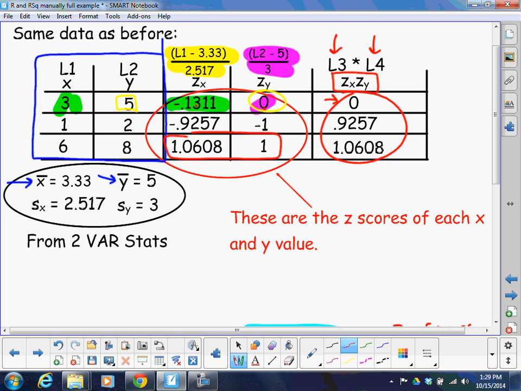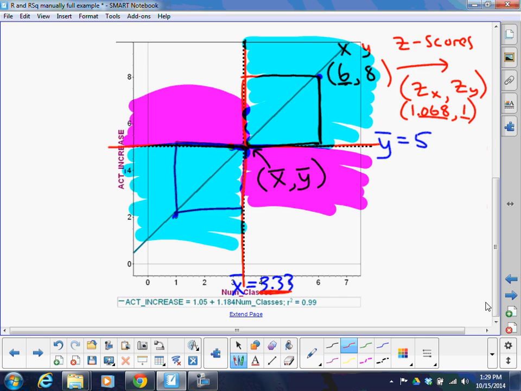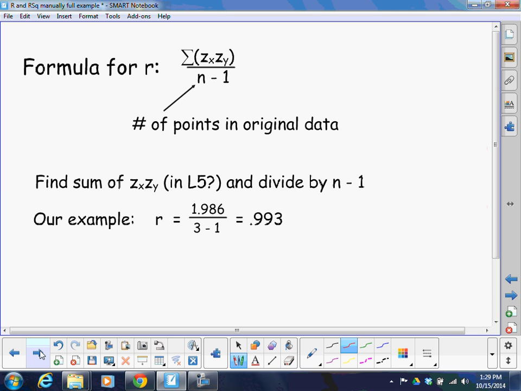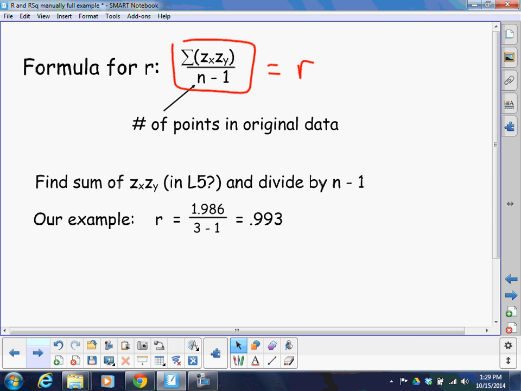So what happens is we add those up and you actually divide by n minus 1. And that answer is going to give you the R value. This actual answer is the R value. In our case, if we added up all our areas, it was 1.986. That's the sum of the things in list 5, which was the zx times zy. And I divide that by 3 minus 1.